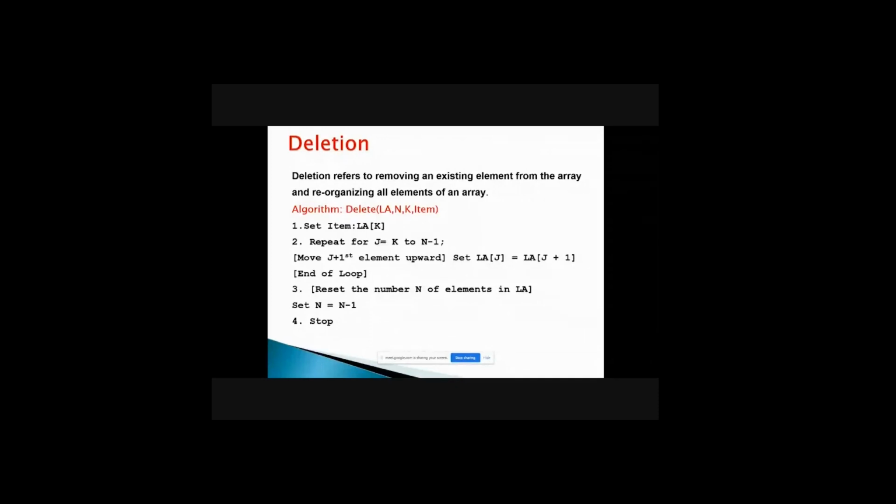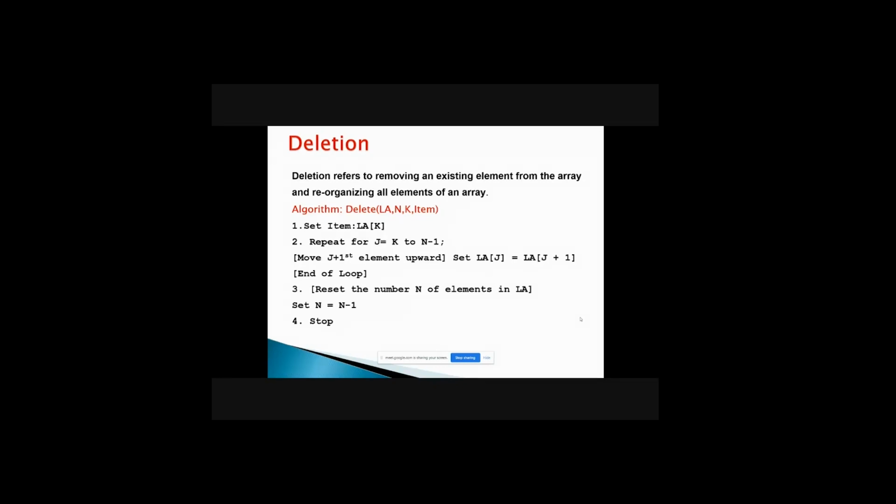Then the first step is you have to set item equals LA of K, because that is the item you are going to remove from the array called LA. In which position are you going to remove? K position. So LA of K is nothing but the item which you are going to remove. So set item equals LA of K. Then you have to repeat for J equals K to N minus 1. That means from the kth position till the last position, you have to move upwards.